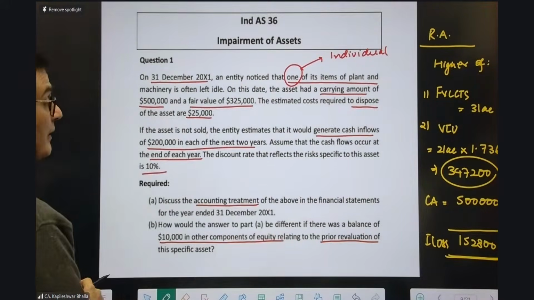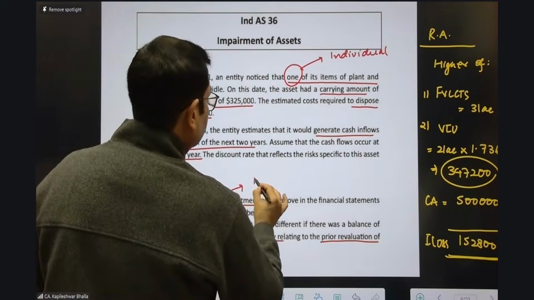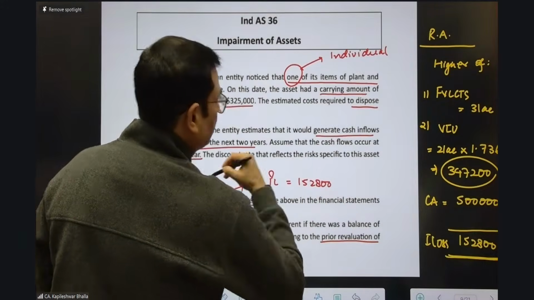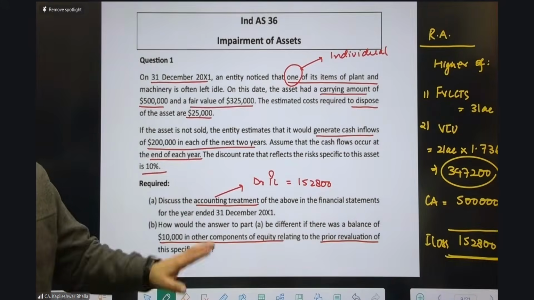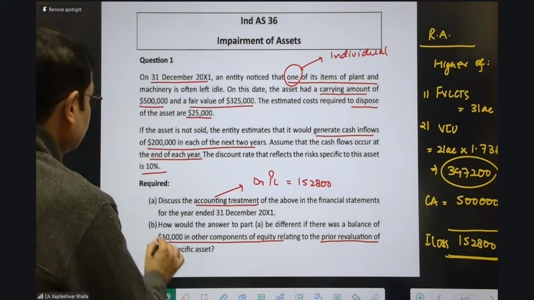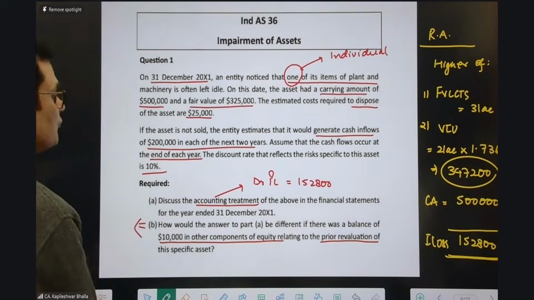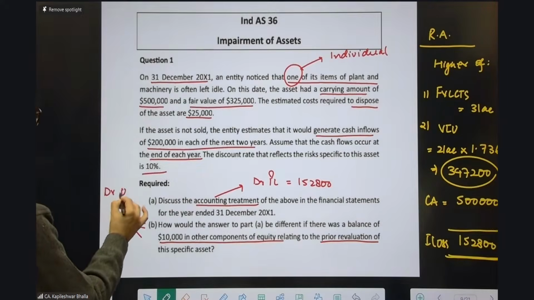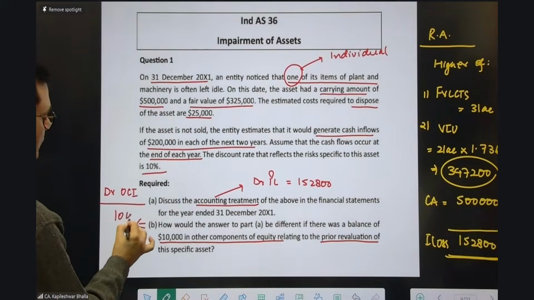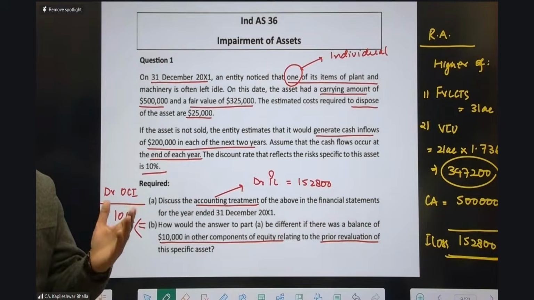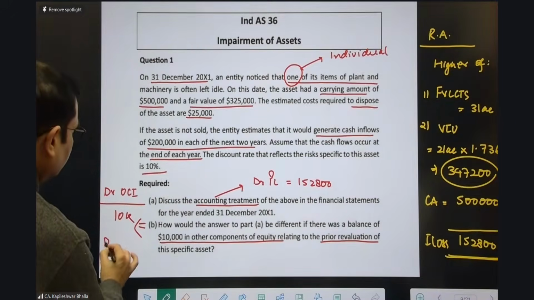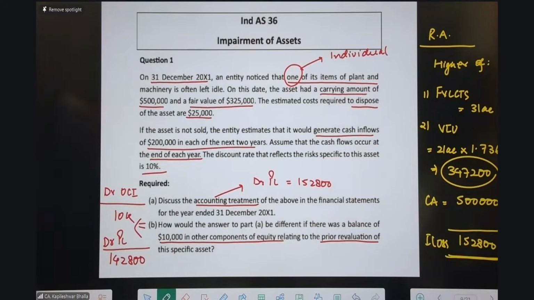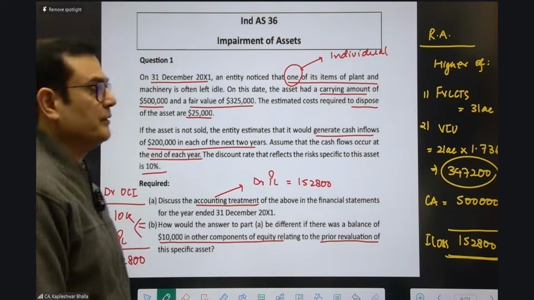Now let's put a very simple and straightforward question. In this part A, what is the accounting treatment? Can I say this is going to be debited to the profit and loss? This entire 152,800 is going to be debited to the P&L in this case. Simple and straight. And in the second case, when you've got 10,000 in the other components, how much are you going to debit to the OCI? Can I say to the extent of 10,000? Whatever is there will be debited to the OCI and the remaining, that is 142,800, will be debited to the P&L. As simple and as straight as that.